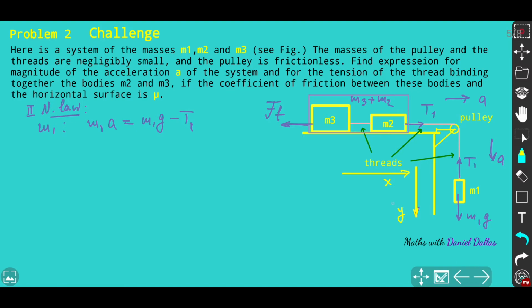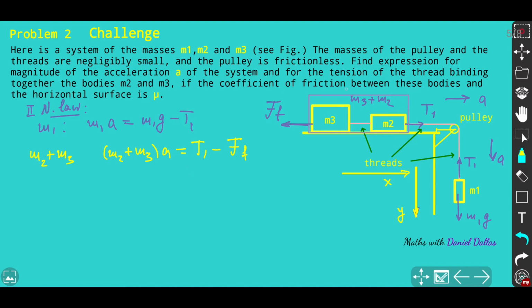Okay, so for the object which combines two masses m2 and m3, we do have the following. The total mass m2 plus m3 times acceleration is going to be equal to, of course, to the right, the tension force, due to the fact that this m1 pulls the whole system along the way, minus the friction force. So right now we need to find what? Find the expression for the magnitude of acceleration a and for the tension of the thread.